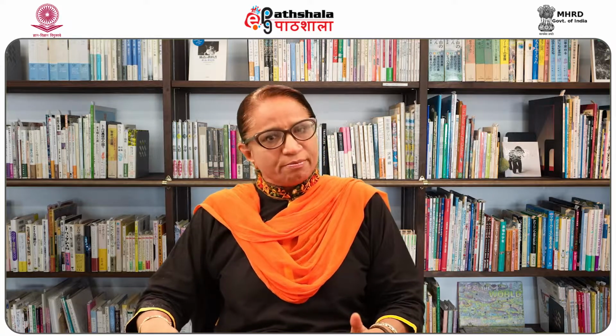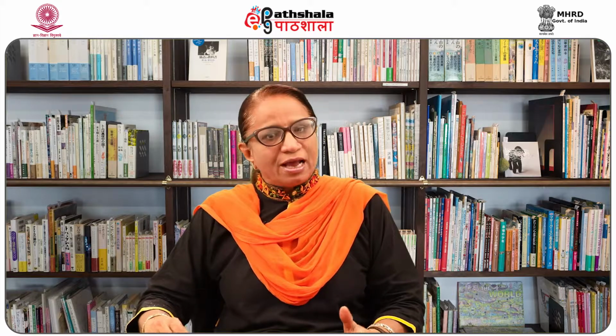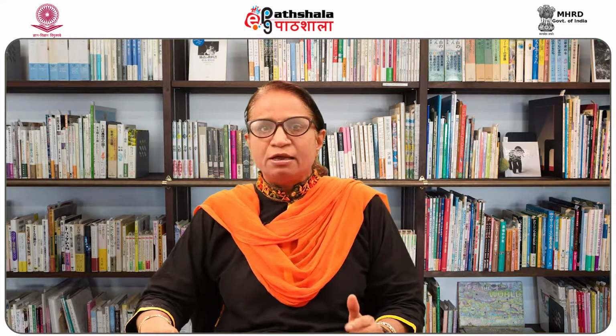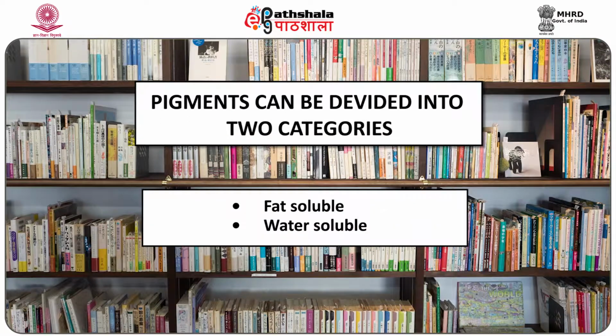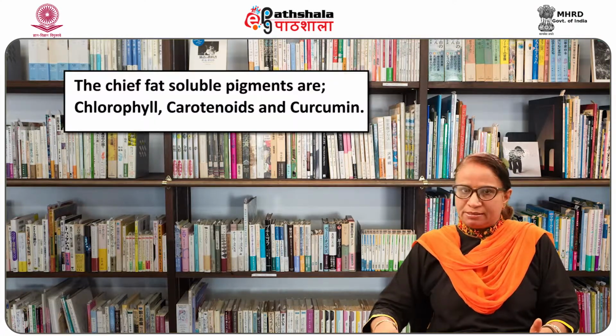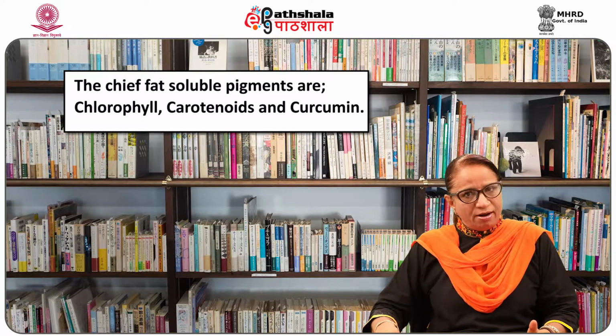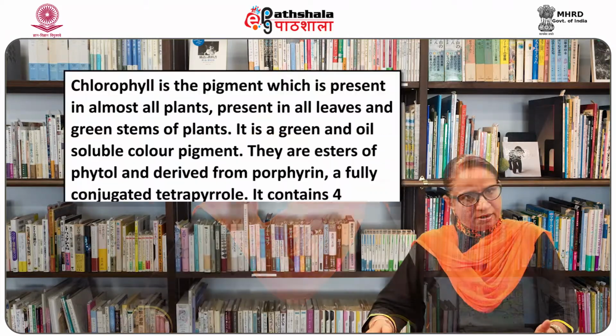The structure of pigments are complex, and as per presence or absence of hydrophilic or hydrophobic chains, pigments can be divided into two categories, that are fat soluble and water soluble. Here we will discuss fat soluble pigments. The chief fat soluble pigments are chlorophyll, carotenoids and curcumin. Let us know their chemistry one by one.